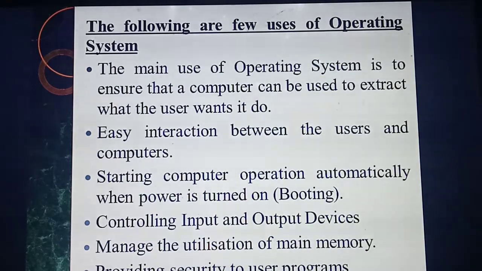Next one is managing the utilization of main memory. For example, in mobile phones two types of memory are there, isn't it? Phone storage as well as SD card. The operating system will show how much space you are using currently. In the desktop, you right click and see the properties, and it will show how much memory you are currently using and how much is free. So the next use is mainly to manage utilization of main memory.